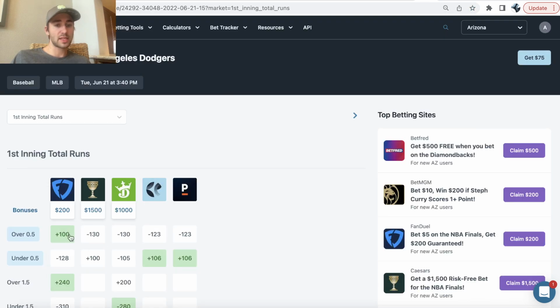A lot of early discrepancies. You know, we're getting this plus 100. You can see every sportsbook has this favored, minus 123 to minus 130. This is definitely a bet that we want to be on FanDuel. Yes run first inning, plus 100.